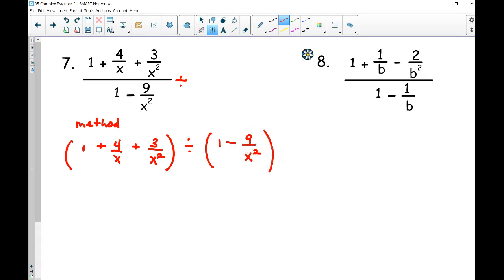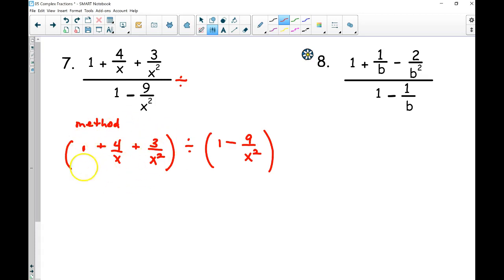So it's a three-step process at this point. We're going to add the fractions with uncommon denominators first, and then we're going to add the second expression, which has uncommon denominators, and then we're going to treat it like a regular division problem.